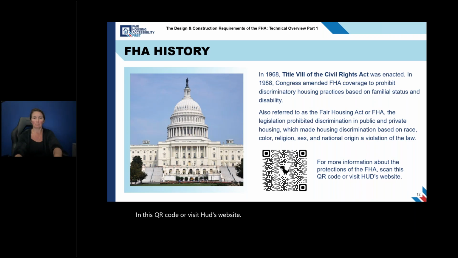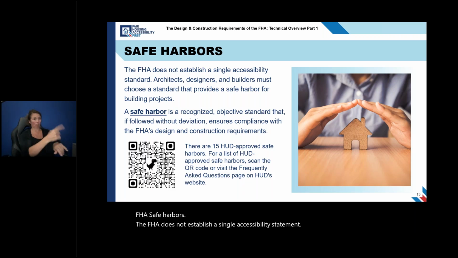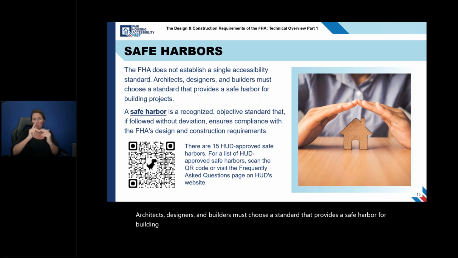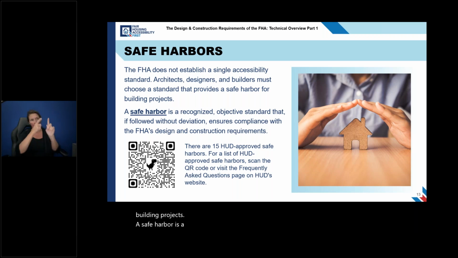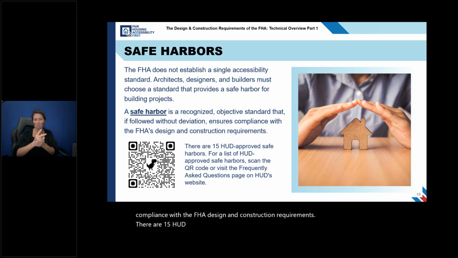FHA safe harbors. The FHA does not establish a single accessibility standard. Architects, designers, and builders must choose a standard that provides a safe harbor for building projects. A safe harbor is a recognized objective standard that, if followed without deviation, ensures compliance with the FHA's design and construction requirements. There are 15 HUD-approved safe harbors.